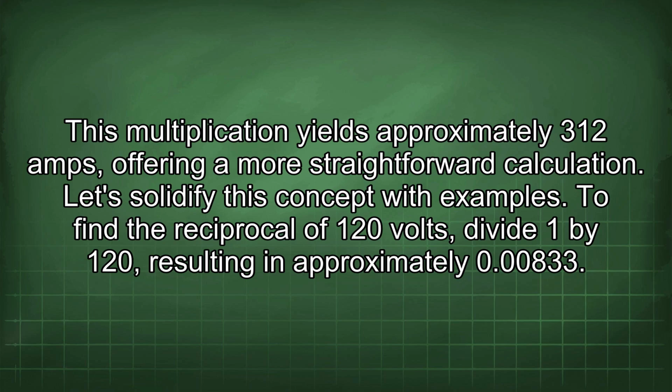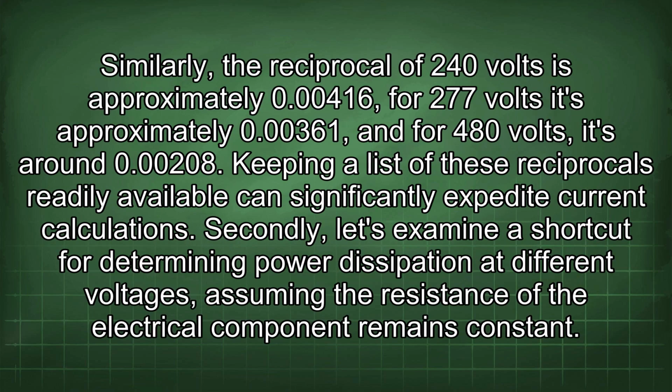To find the reciprocal of 120 volts, divide 1 by 120, resulting in approximately 0.833. Similarly, the reciprocal of 240 volts is approximately 0.416. For 277 volts it's approximately 0.361, and for 480 volts it's around 0.208. Keeping a list of these reciprocals readily available can significantly expedite current calculations.